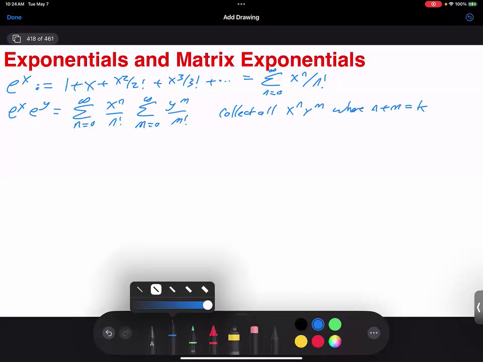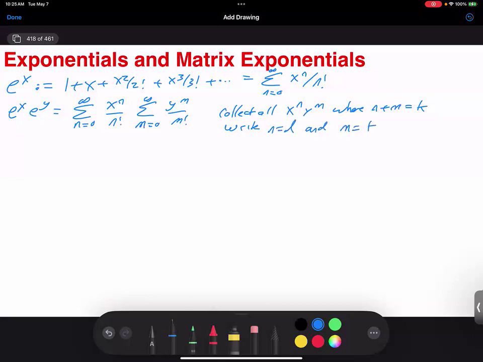So what we could do is write n equals L, and then m would be k minus L. And if you want, I can go and justify this in Thursday's class. This is then the same as the sum k goes from 0 to infinity, the sum L goes from 0 to k, x to the L, y to the k minus L over L factorial k minus L factorial.